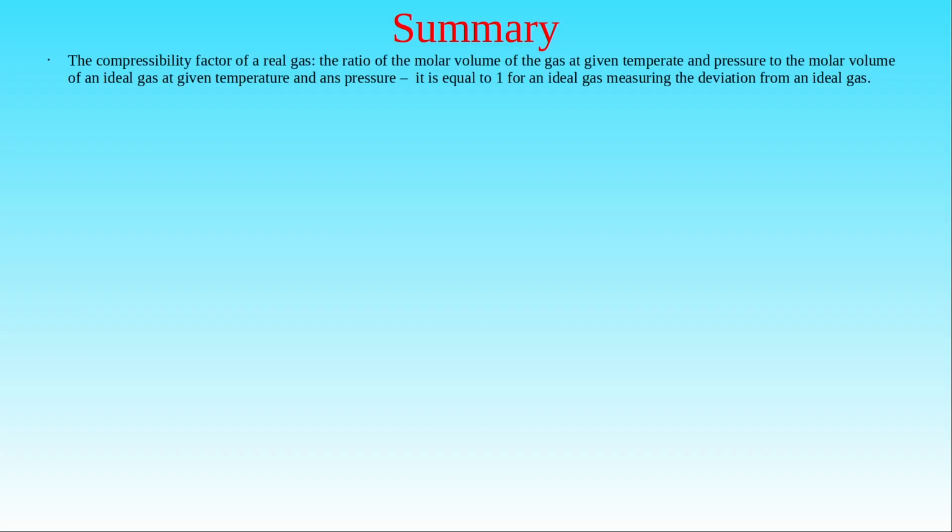In the end of this presentation on real gases, we give a summary of the topics discussed here. We started with the introduction of the compressibility factor of real gases, defined by the ratio of the molar volume of a real gas at given temperature and pressure to the molar volume of an ideal gas at given temperature and pressure. By definition, the compressibility factor is equal to 1 for ideal gases, and its deviation from 1 describes the deviation of the behavior of a real gas from the ideal gas law.